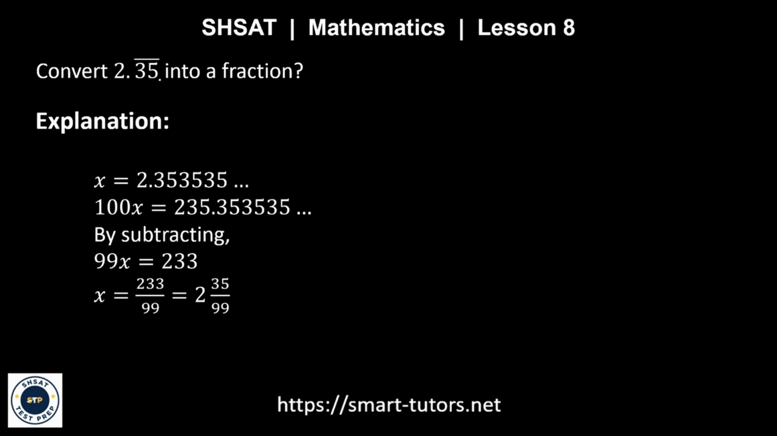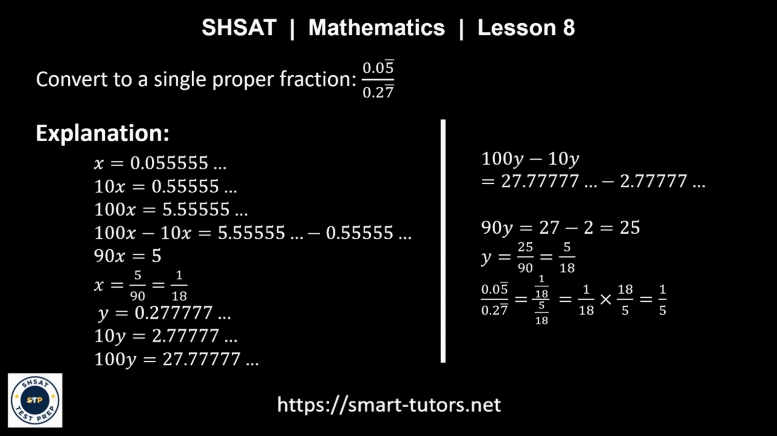How do you convert 2.35 repeating into a fraction? So you give x the value of 2.3535, and then you multiply by 100, and now you have 235.35, and by subtracting 1x, you also subtract 2.35, and that will give you 233, and you have 99x equals 233, and if you divide both sides by 99, you can simplify it and you get 233 over 99. So that's how you would make it into a fraction.